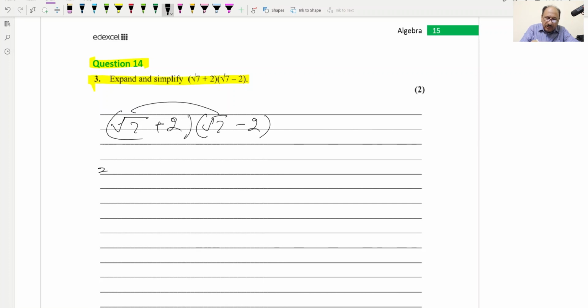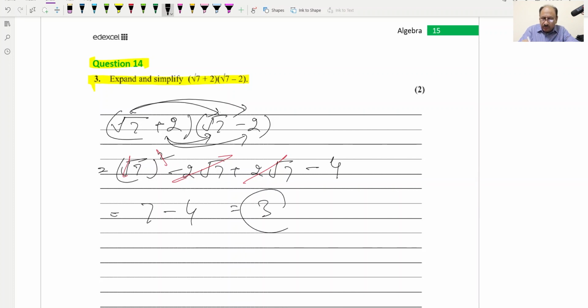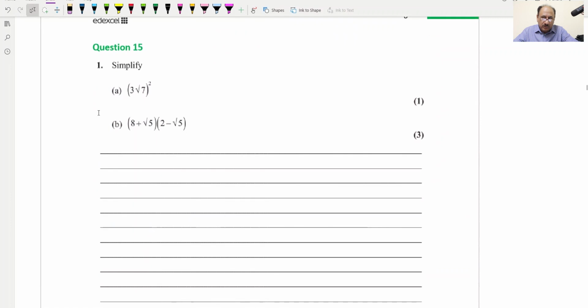Expanding means multiplication, so this into this will be under root 7 squared, and this into this will be minus 2 under root 7, and this into this will be plus 2 under root 7, and this into this will be minus 4. Now the plus and minus terms will be cancelled, and the square will be cancelled with the root, and we will get 7 minus 4, and 7 minus 4 is equal to 3, and this was 2 marks, which we have done. Now we can move to question number 15.